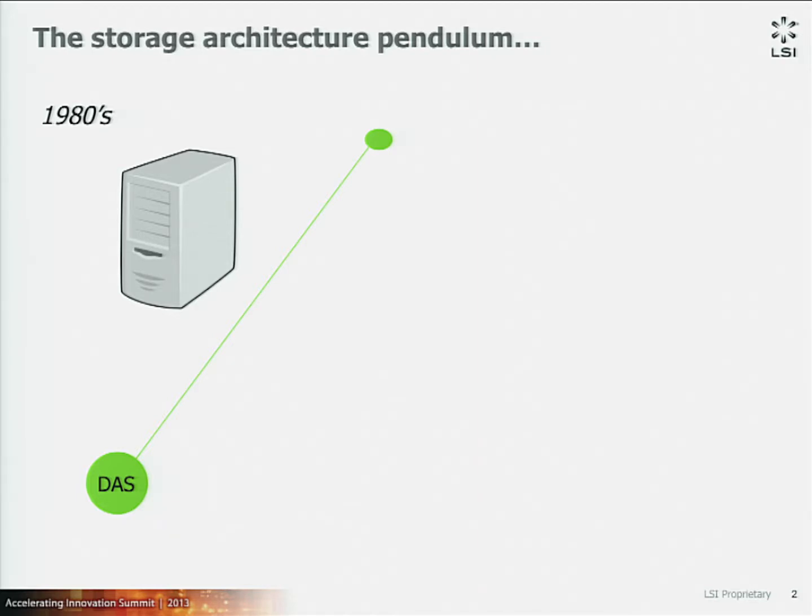It's generally an inflexible storage allocation. You tend to get stranded islands of storage, and you don't really get optimal resource utilization. You may have one server that's very busy and another one that's not so busy, so you're not getting as much I/O capability out of your disk drives as you could.